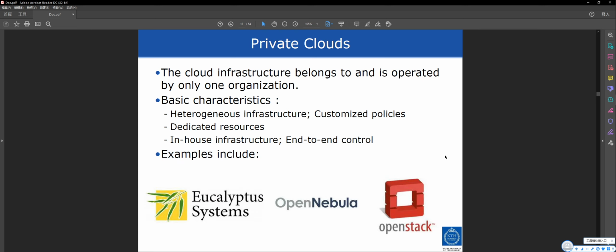Private clouds. The cloud infrastructure belongs to and is operated by only one organization. Basic characteristics: heterogeneous infrastructure, customized policy, dedicated resources, in-house infrastructure, end-to-end control. Examples include Eucalyptus, OpenNebula, OpenStack.